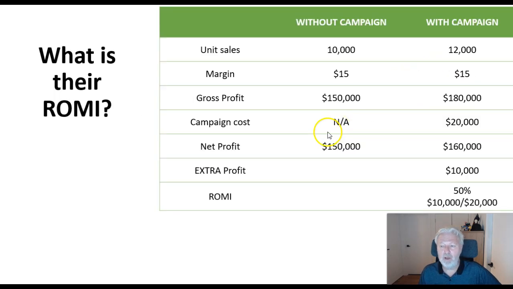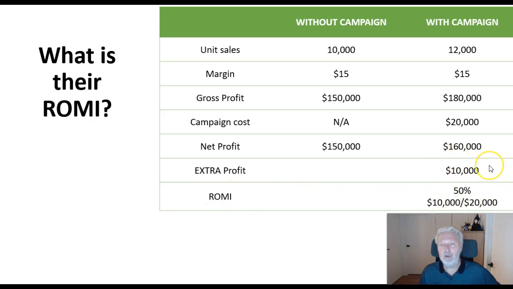Let's put that in a table. I've got all those numbers there without the campaign, and then 180 here. We take off the campaign cost of 20. We get a net profit of 160. We would expect to make 150. So we've made an extra profit of $10,000. And our return on marketing investment is 50%.